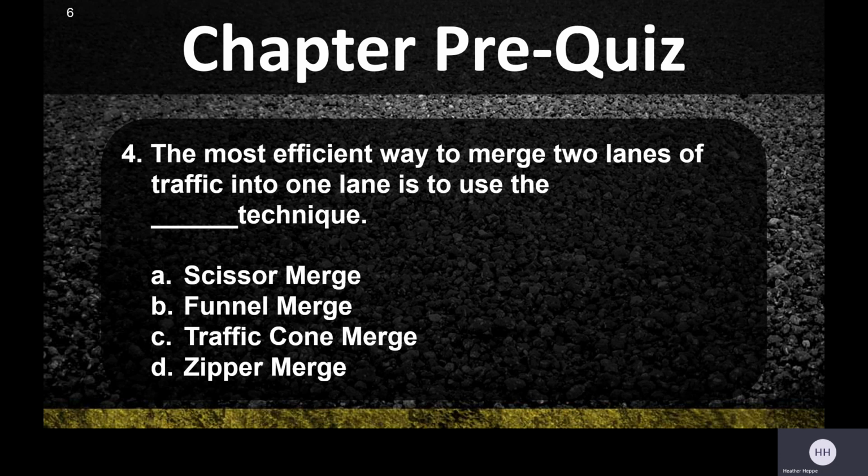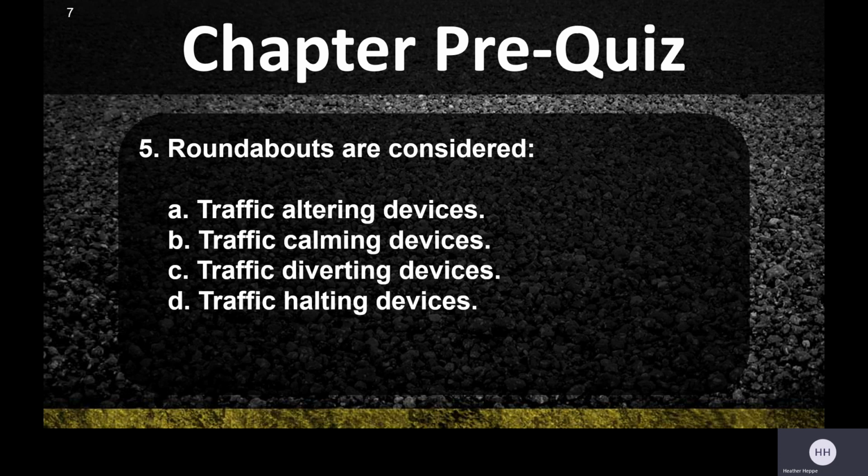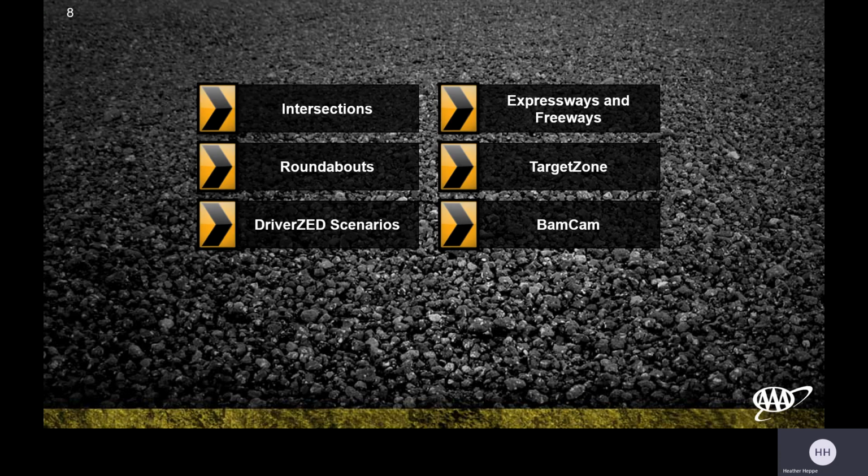Question 4, the most effective way to merge 2 lanes of traffic into 1 lane is to use the blank technique. A, scissor merge, B, funnel merge, C, traffic cone merge, D, zipper merge. Question 5, roundabouts are considered A, traffic altering devices, B, traffic calming devices, C, traffic diverting devices, or D, traffic halting devices.